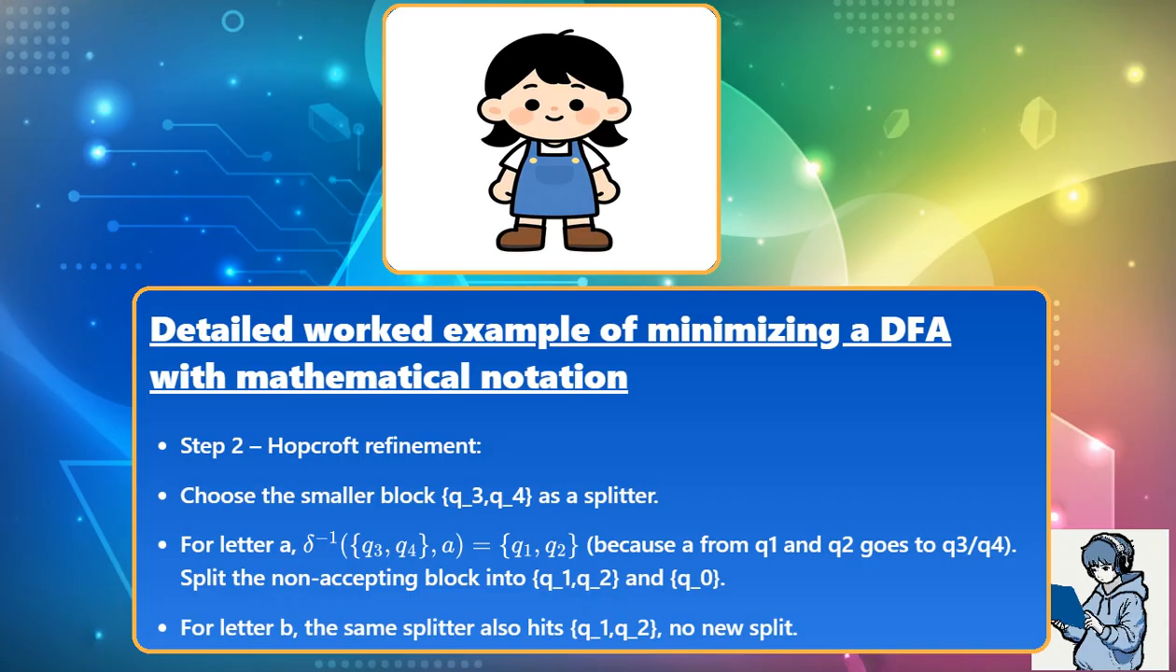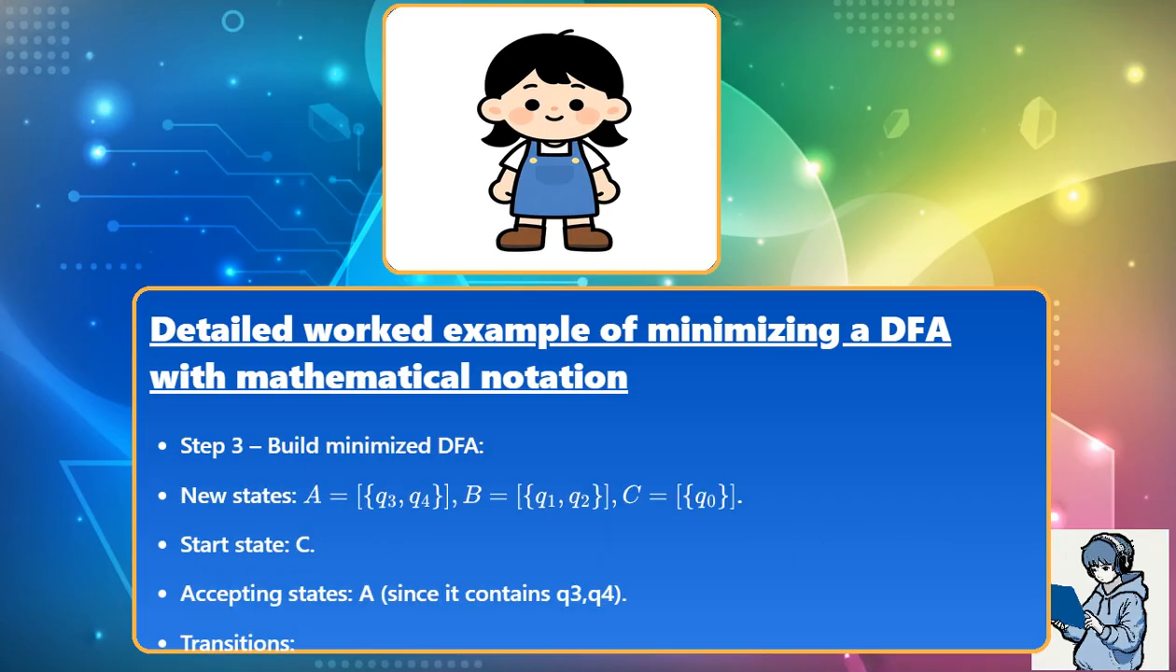Now the blocks are {q3, q4}, {q1, q2}, and {q0}. Using {q1, q2} as a splitter does not cause further splits because both go to the same accepting block on both a and b. Thus, the final partition consists of 3 blocks. Step 3. Build the minimized DFA. The new states are A representing the block {q3, q4}, B representing {q1, q2}, and C representing {q0}. The start state is C.